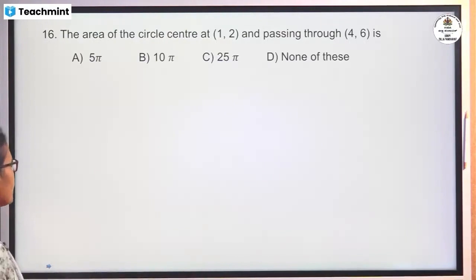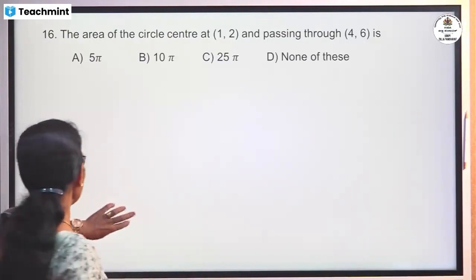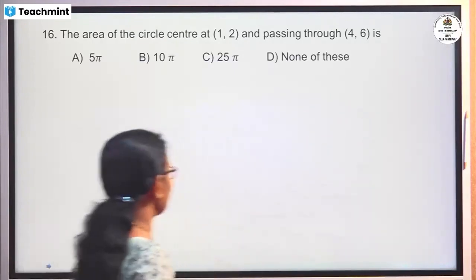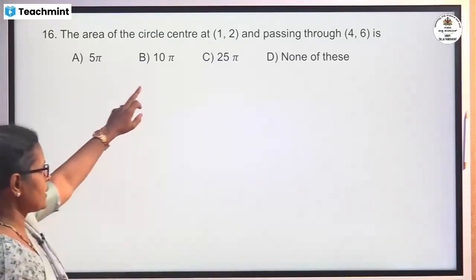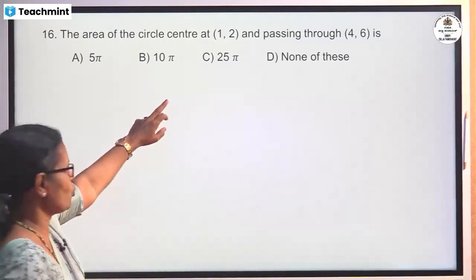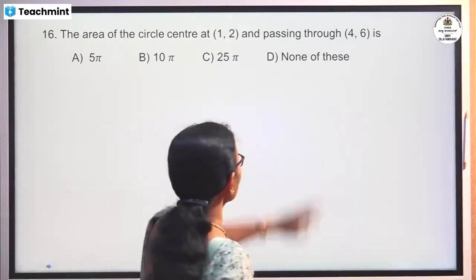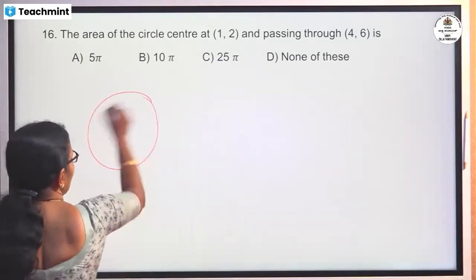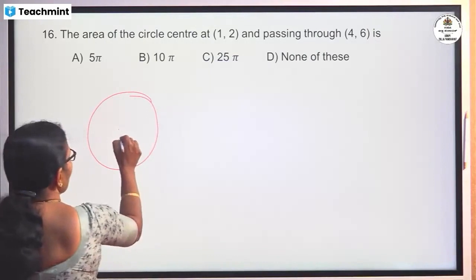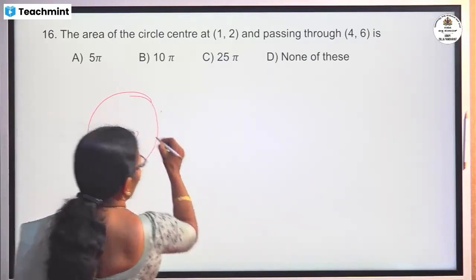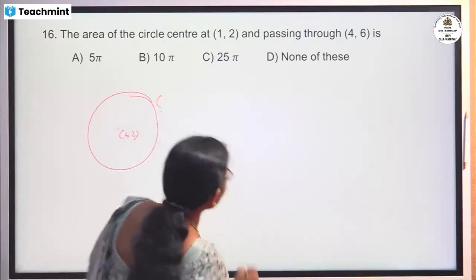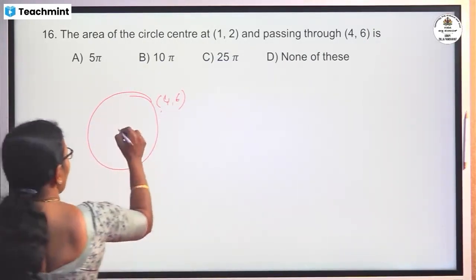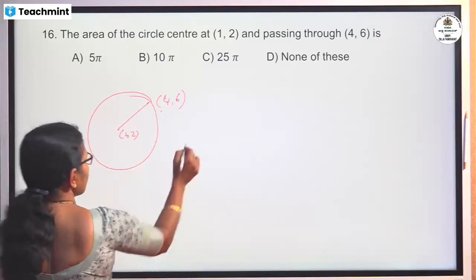Move to next question. Area of the circle with center at (1, 2) and passing through (4, 6). That's very easy. Here the center is (1, 2) and it passes through (4, 6). Now find the radius of the circle using the distance formula.